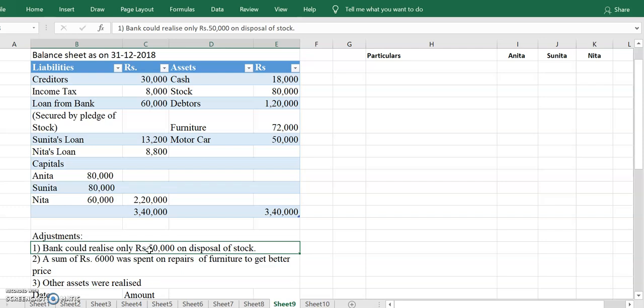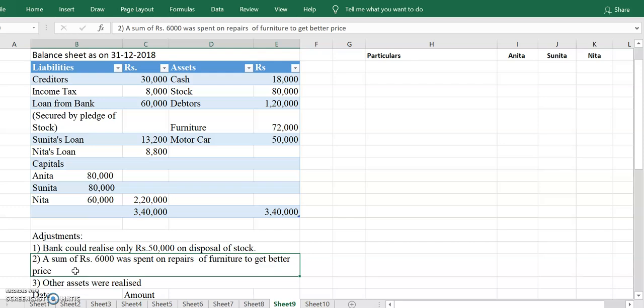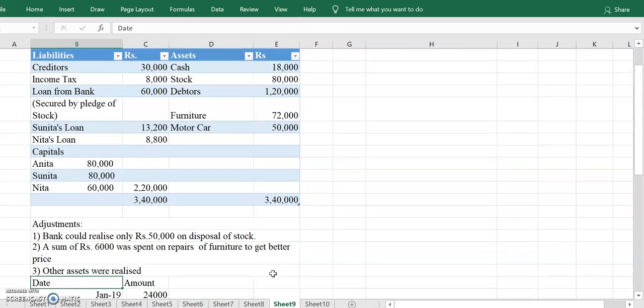The remaining 10,000 related to the loan from bank and pledge of stock, after the reduction of 60,000 minus 50,000, will be considered an unsecured liability and recorded after the creditors. So when we start giving the order of payments, at that time we record the heading of bank loan again for 10,000 rupees. Then record Sunita's loan and Nita's loan. These are the liabilities. After that, a sum of rupees 6,000 was spent on repair of a razor to get a better price. So this is the amount which we have to keep aside for the expenses.